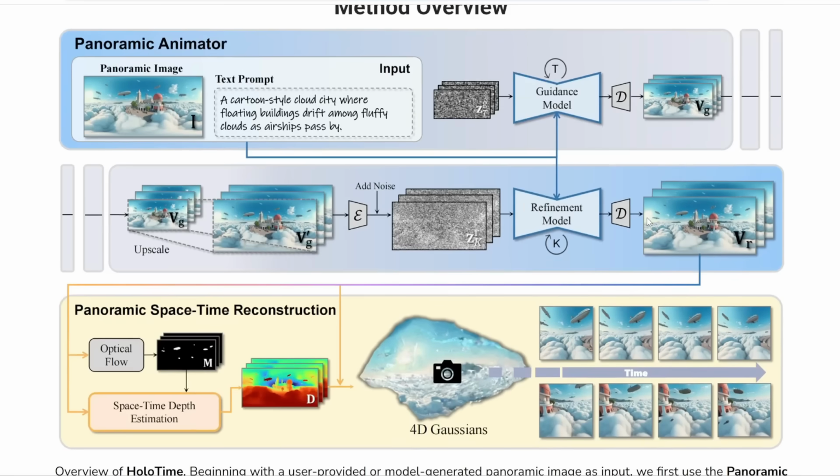Really quickly, here's how it works. So HoloTime uses a 2-stage process. First, it has this panoramic animator component, which converts your panoramic image or a text prompt into a high-quality panoramic video. But then this also gets fed into this panoramic space-time reconstruction component, which transforms the panoramic video into 4D scenes that can be viewed with like VR headsets. And it does this using this space-time depth estimation component.